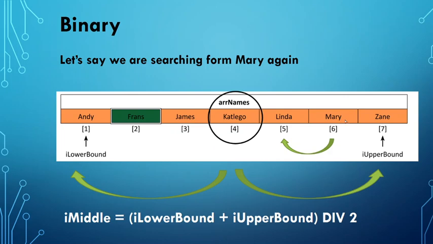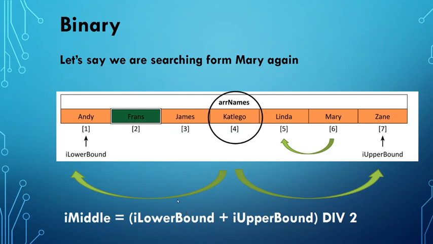So in our case, let's say our name is actually Linda. So we're asking, is it smaller? Yes. So our middle was 6, but because it's smaller, our upper bound becomes the middle minus 1. So it becomes 5. The lower bound is also 5.